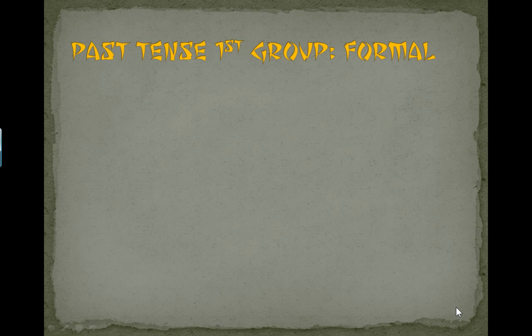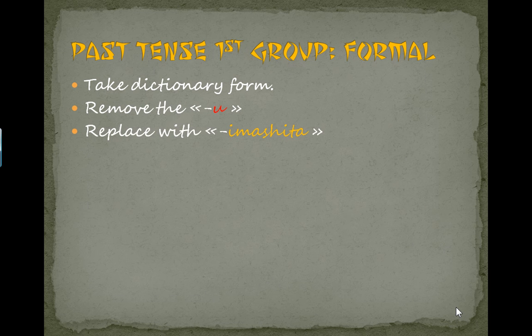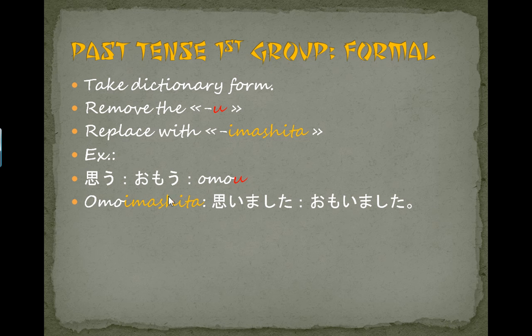First, I will explain how to get the past tense for the first verb group in the formal speech. You will notice that it's always more or less the same pattern. First, you take the dictionary form, then you remove the final u and you replace it with imashita. For example, let's take this one. This is the kanji, this is the hiragana, and this is the romaji. So, this is omou. So you take the final u and you replace it with imashita over here. So the final result is omoimashita, which means to think in the past, or thought. So this one is think, and this one would be thought in the formal speech.